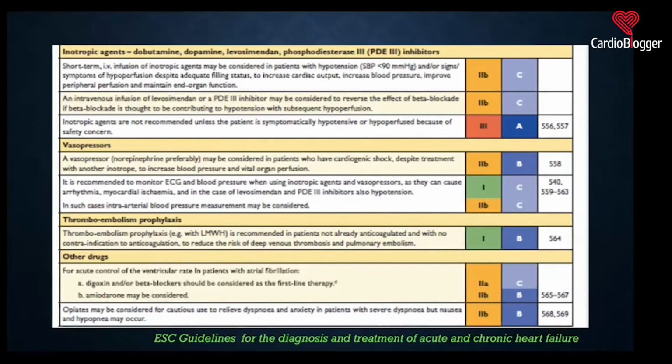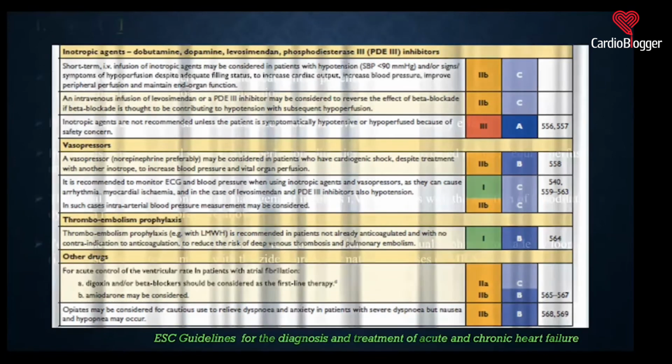Opioids like morphine should be used with precaution because they can cause respiratory depression. However, morphine has been tried to reduce the preload, and can be used to relieve pulmonary edema and reduce anxiety in such cases.